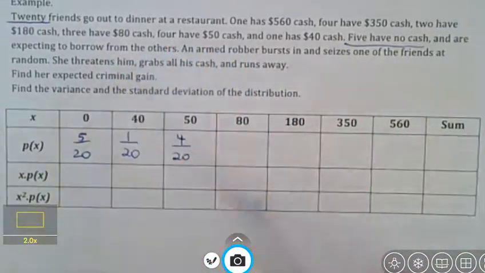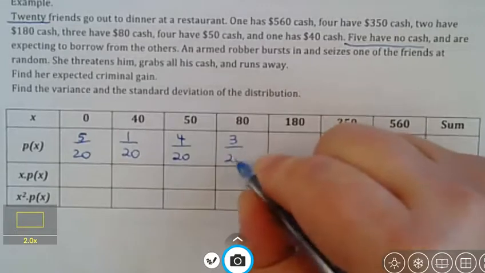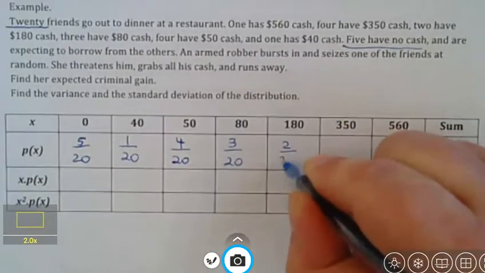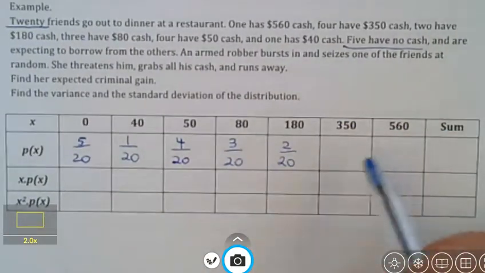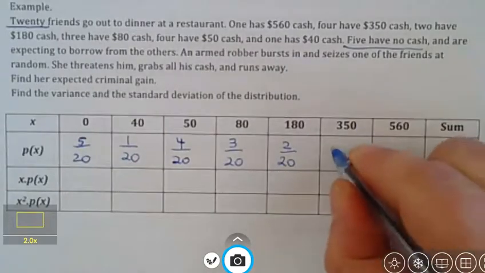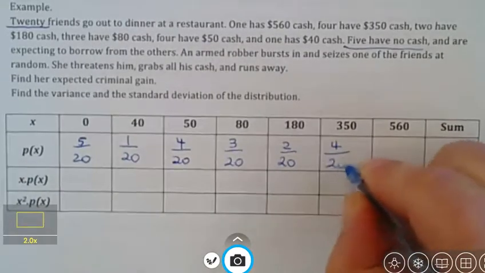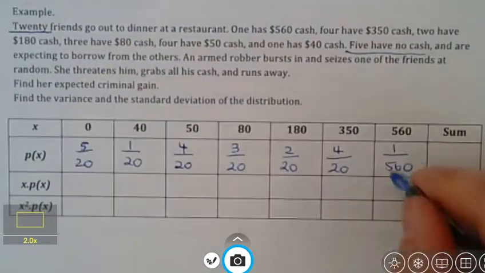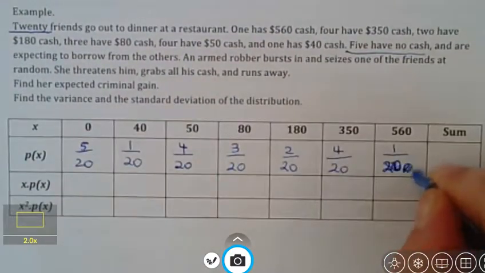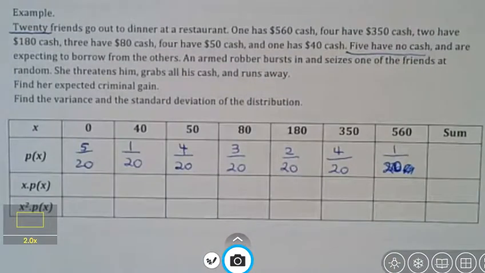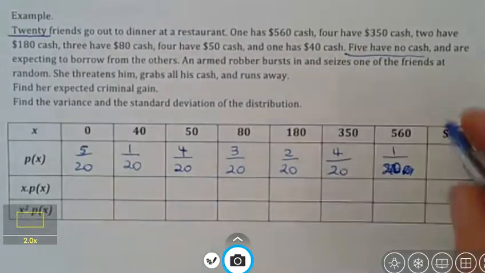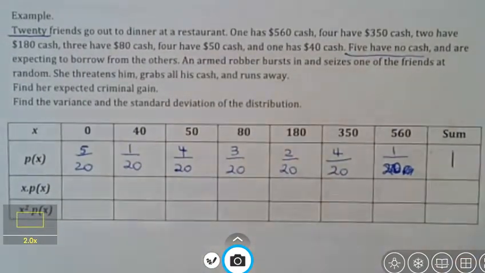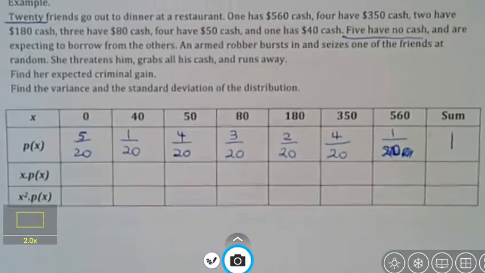And 3 have $80 cash. 2 have $180 cash, 2 out of 20. 4 have $350. And 1 has $560. Now before, 1 over 20, sorry. Before you continue, you want to make sure that they all add up to 20. 6, 10, 10. 20 out of 20, which is 1. So that's fine. Now, just follow the table.